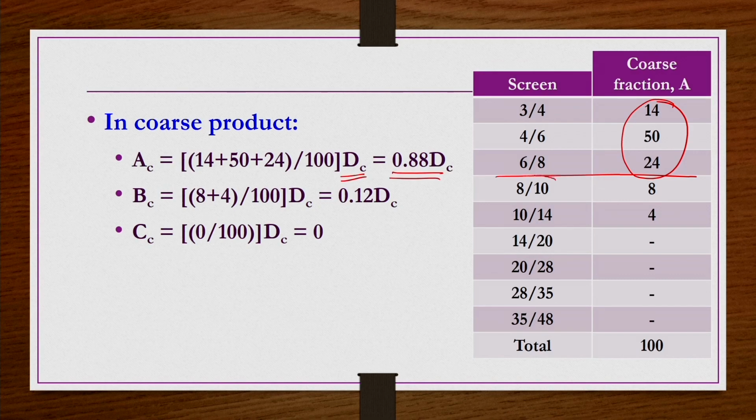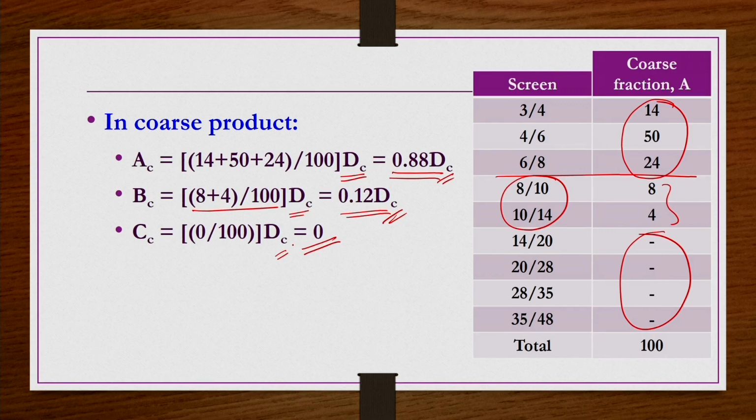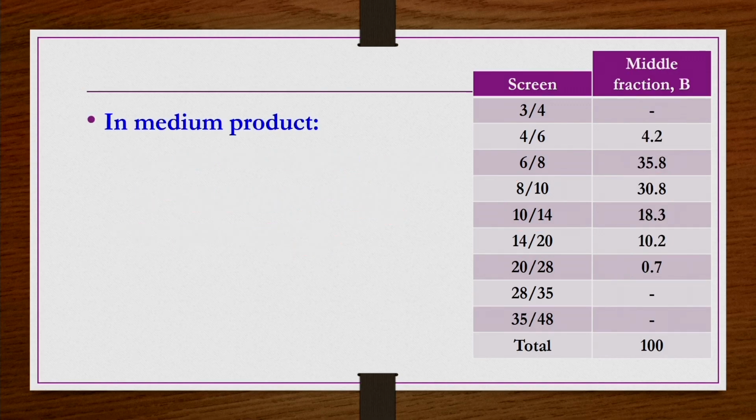Similarly, the medium one is between these two, that is 8 by 10 and 10 by 14. So, the corresponding fractions are 8 plus 4 divided by 10 multiplied by DC, that is 0.12 DC. And then the fine fraction, passing through 14 mesh, is not there in this coarse product at all. So, in the coarse product only coarse and medium material are there. Here you can see all the DCs, we are doing the balance for the DCs in the coarse product.